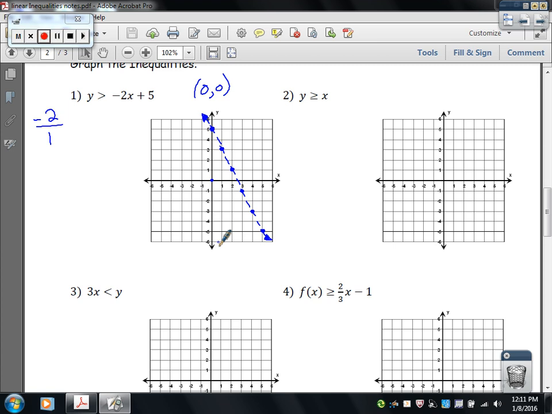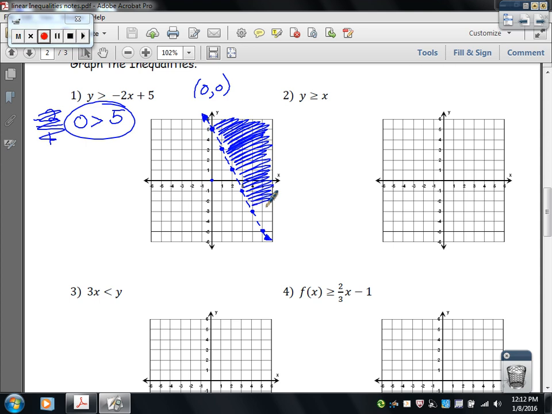Are you with me? So let's plug 0, 0 into this inequality and let's see what happens. What do I plug in for y? 0 is greater than, what do I plug in for x? What's negative 2 times 0? What's 0 plus 5? 5. Look at this inequality right here. Is that a true statement or a false statement? 0 is not greater than 5, so since when I plug this point into this inequality I got a false statement, guess what that tells me about this region? It's not the solution. So where do I shade? I shade over here.